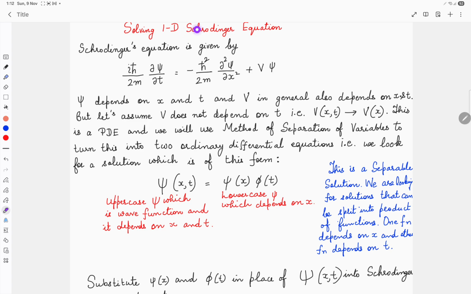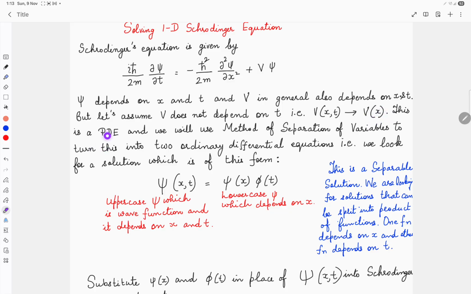What we mean by solving the one-dimensional Schrodinger equation is that we want to find out about this wave function so that we can know the information about the quantum particle, right? The point to be understood from the beginning is that this wave function depends on x and t. V also depends on x and t, but for the sake of getting the solution of the Schrodinger equation, let us assume that V does not depend on t. So therefore we can say that V(x, t) is actually V(x).